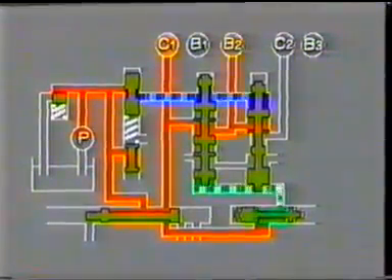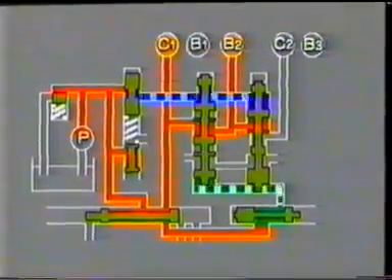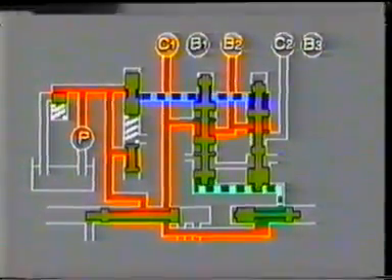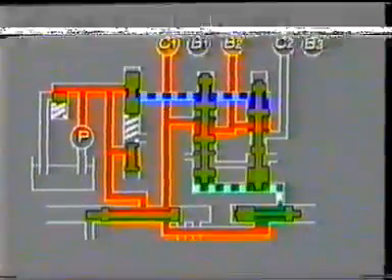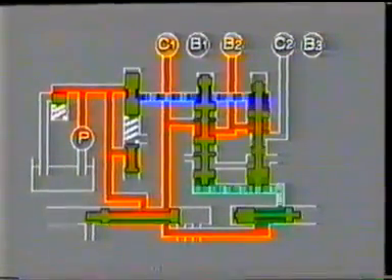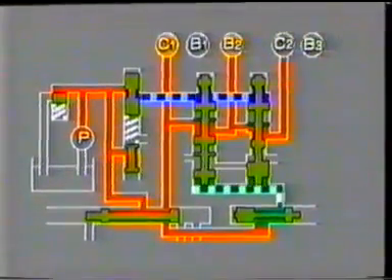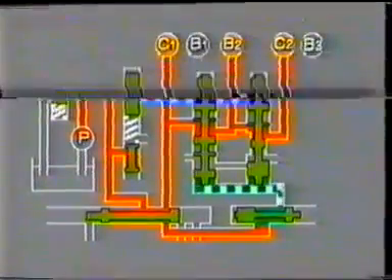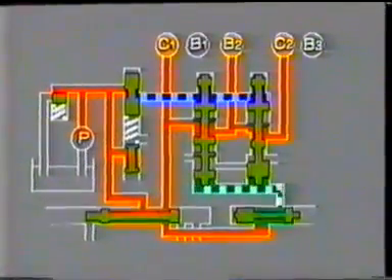As the vehicle's speed increases further, the governor pressure also increases. And pushes the 2-3 shift valve upward. As the 2-3 shift valve is pushed up, it opens up another fluid passage to clutch C2.